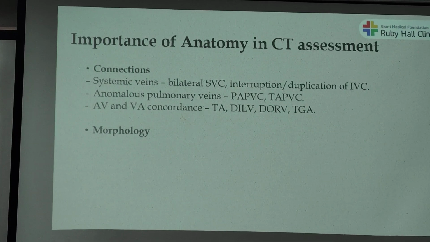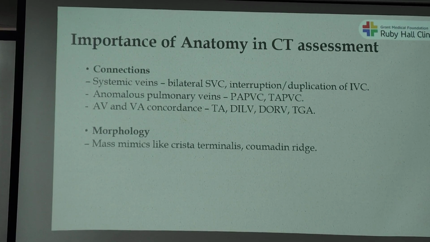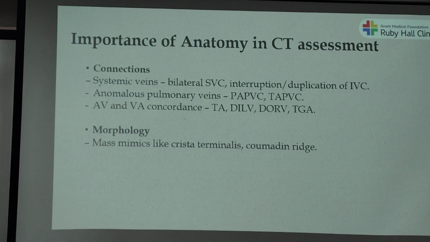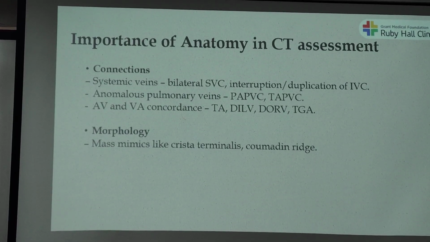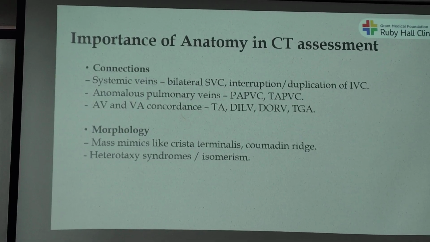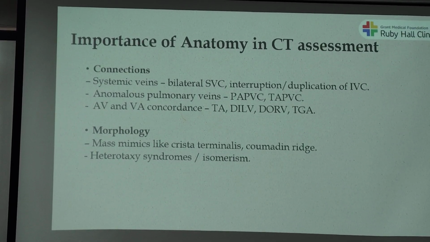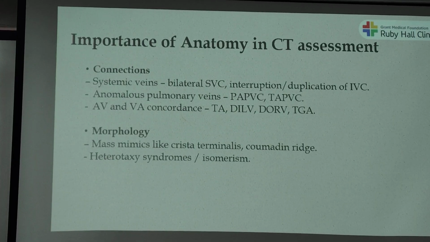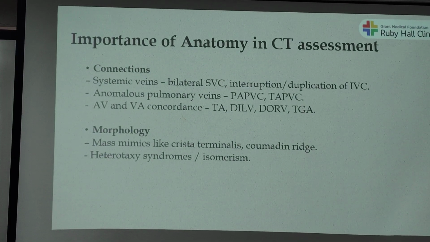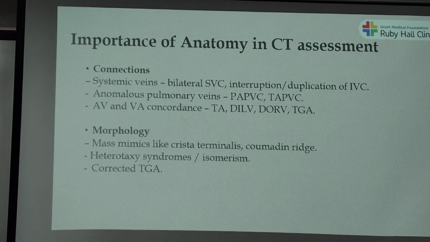So what is the importance of morphology? I told you about mimics like crista terminalis and coumadin ridge that you should be aware of and not call it a thrombus or mass lesion. In heterotaxy syndrome or complex congenital heart diseases, again it's very important to name that chamber, whether it's a morphological RV chamber or morphological LV chamber. That makes a lot of difference in the patient management.